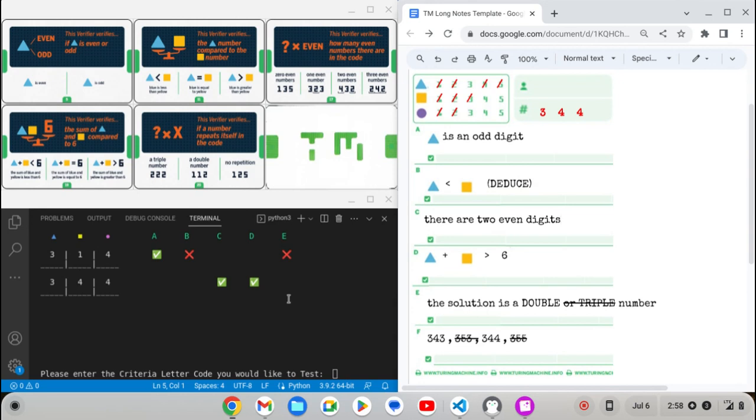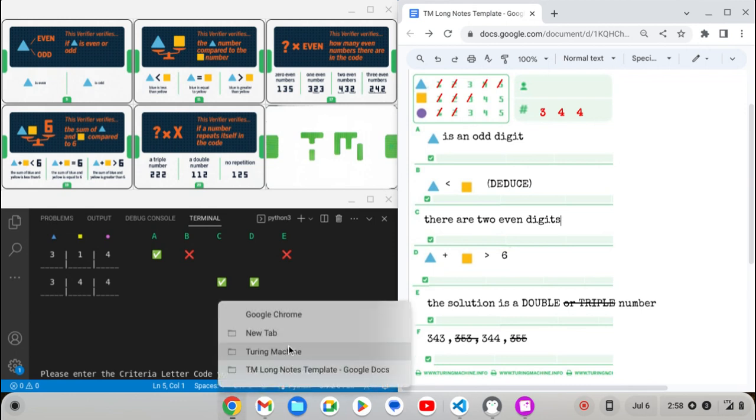It definitely did help to know that we did deduce that triangle was less than square, and we were able to figure out that there should be a double. But otherwise, I think it was a great solve.